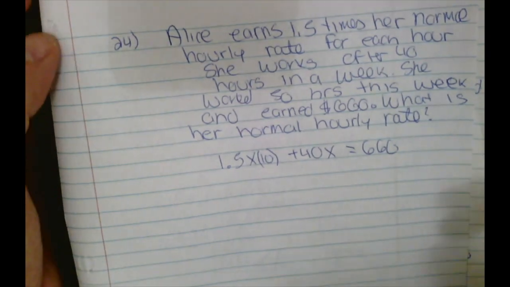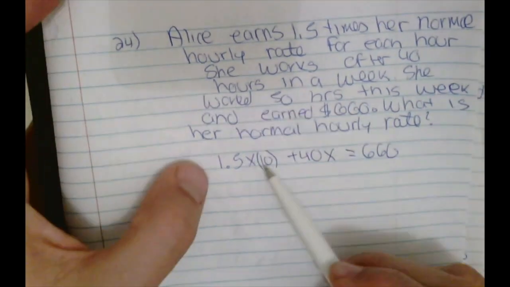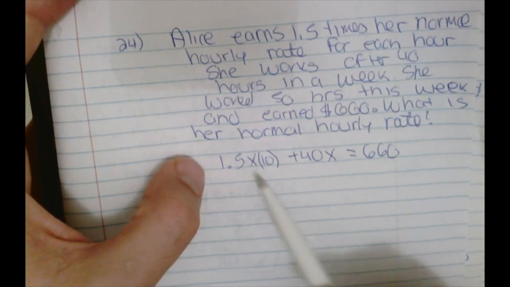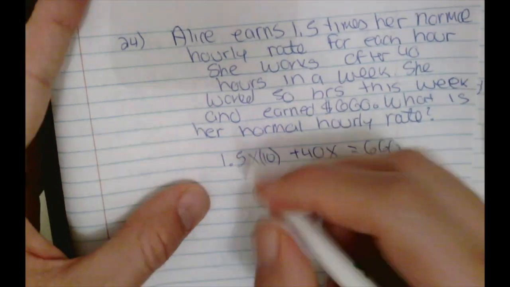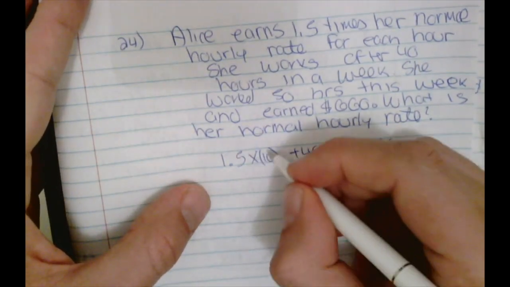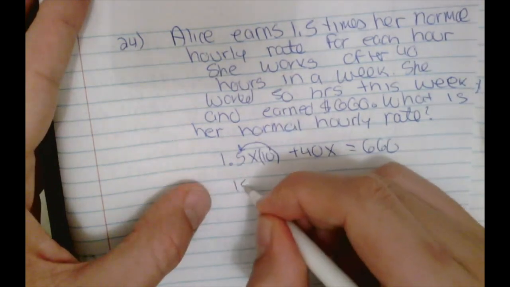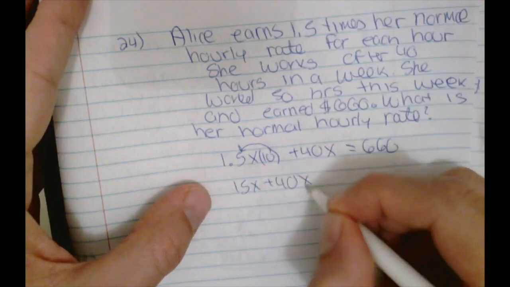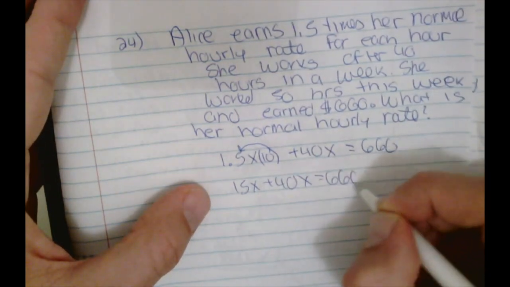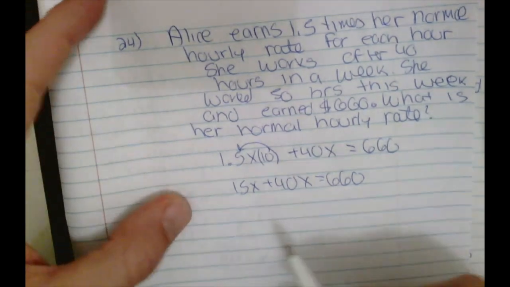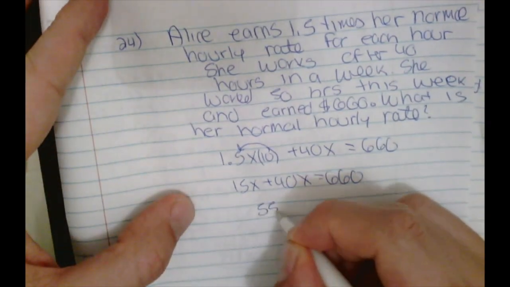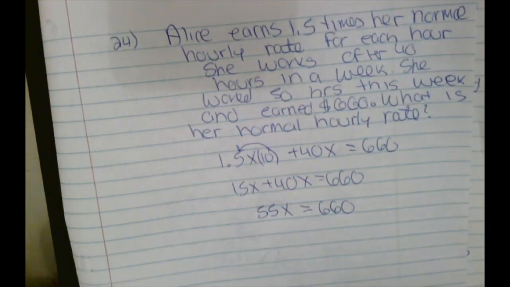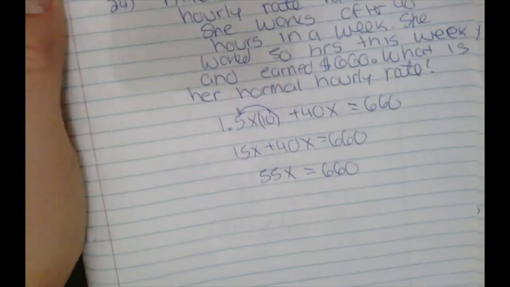Now we have our equation set up. Let's begin by multiplying. Remember, we're allowed to multiply things that aren't alike. So 10 times 1.5x, this is basically the distributive property, is equal to 15x plus 40x equals 660. Next, I combine like terms. Next, I can divide both sides by 55.